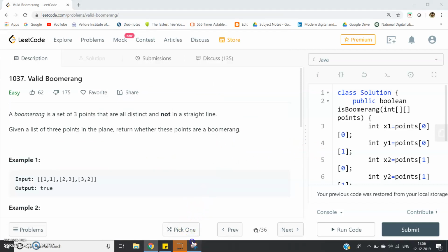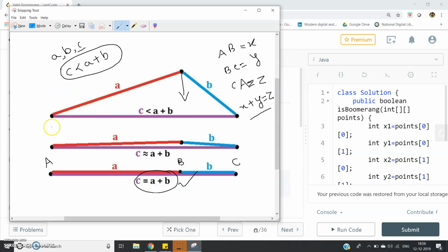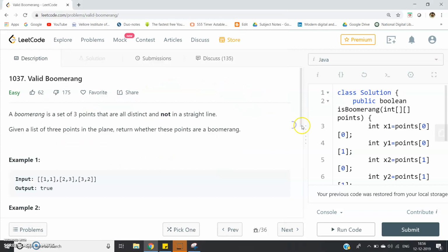So see, to calculate the distance between two points, suppose for this particular point the x coordinate is x1 and the y coordinate is y1, and for this other point, x2 and y2. Then the distance is what? Very simple: square root of (x1 minus x2) whole square plus (y1 minus y2) whole square. Simple, right? That's what I have done here.